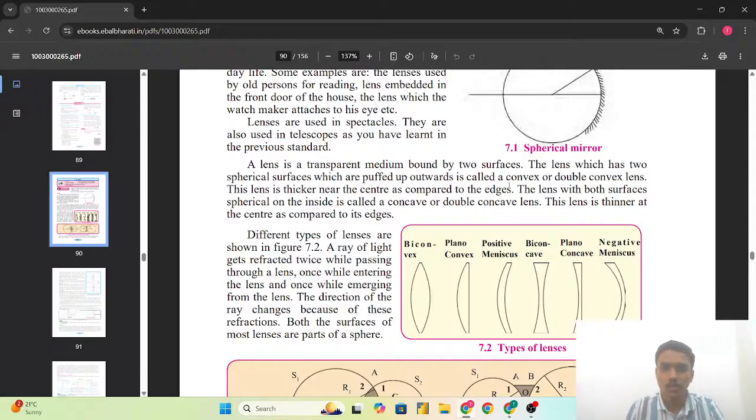मतलब यहाँ पर दो types के जो lenses हैं, that is एक convex या double convex lens और एक जो है वो concave और double concave lens. So convex और double convex lens क्या है, मतलब दोनों में डिफरेंस क्या है. So the lens which has the two spherical surfaces which are puffed up outwards, मतलब जो surface है वो outwards के यहाँ पर puffed है, मतलब outward surface पे वो बाहर आया है, that is called as the convex or double convex lens. This lens is thicker near the center as compared to its edges, मतलब ये जो type of the lens होती है, that it is thicker at the center as compared with the edges.